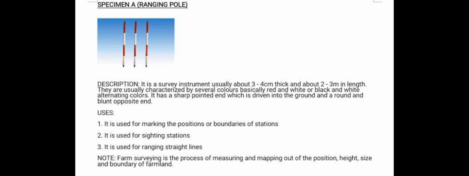Then you can ask us for the uses of this specimen. So it is used for marking positions, that's for marking positions in a farmland. It is used for what we call sighting stations. We can peg it to the ground. Then these red and black colors are visible. It helps us to sight station. And also it is used for ranging straight line. We can draw a straight line and place this ranging pole at the two ends of that straight line. That's why it is called a ranging pole.